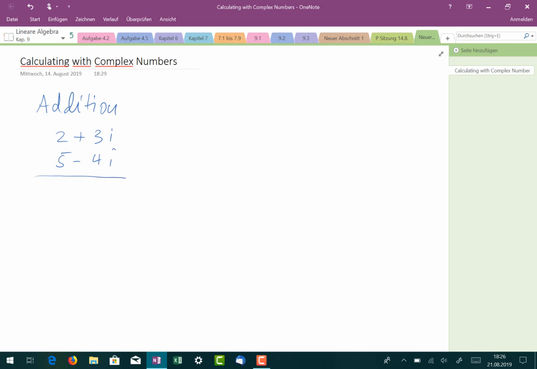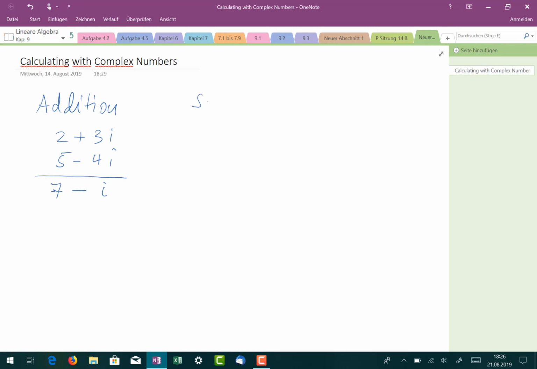And we add the real parts. 2 plus 5 is 7. And we add the complex parts. 3 plus minus 4 is 3 minus 4, which is minus 1. And the result is 7 minus i.